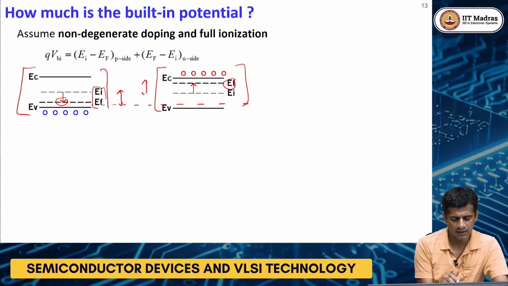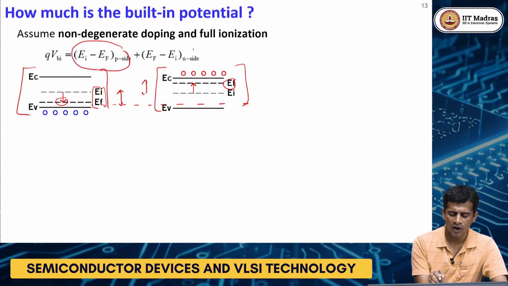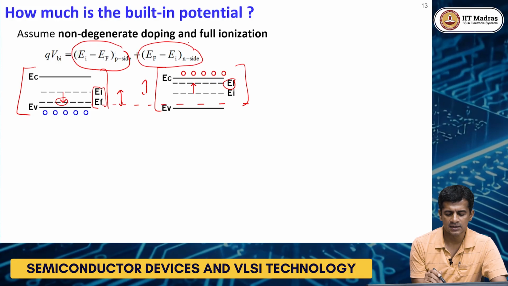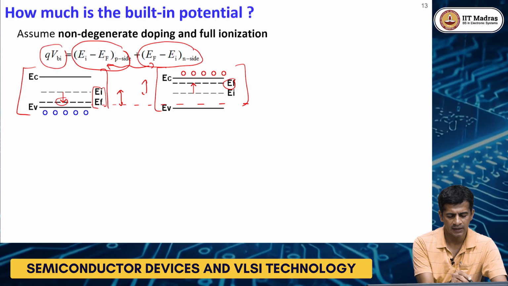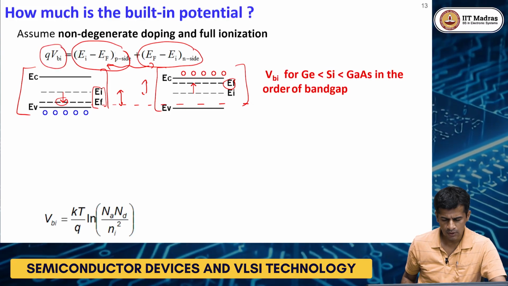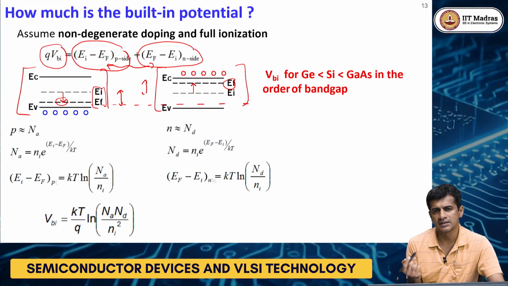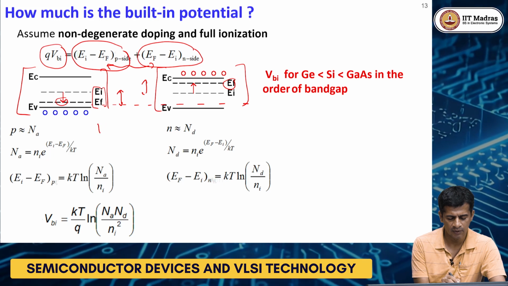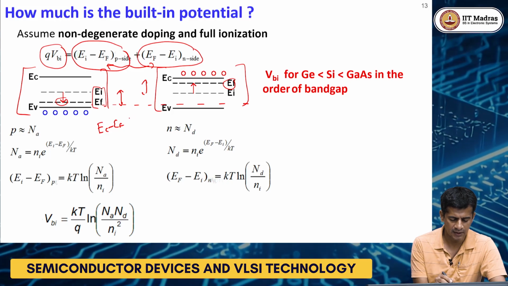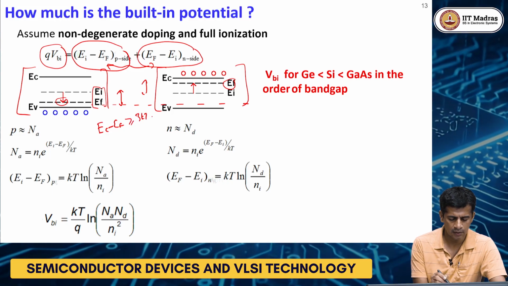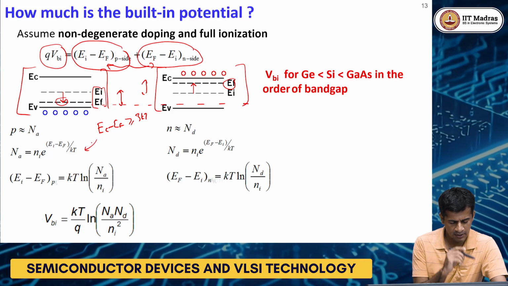This is the distance of how far the Fermi level is below the intrinsic level on the p side, plus how far the Fermi level is above the intrinsic level on the n side. If you add these two things, that will give you the barrier which is being created. For example, let us assume the Maxwell-Boltzmann approximation, that is, EC minus EF is at least more than 3 kT. Then you do not need to worry about the Fermi integrals, and you can use a Boltzmann approximation.